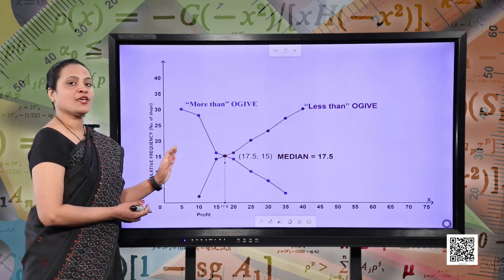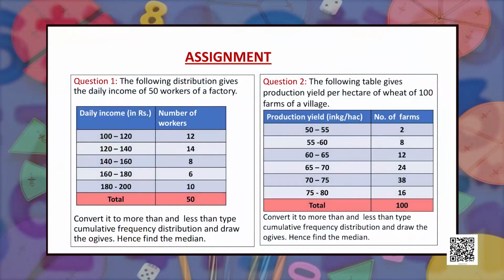So, students, you have learned to plot both the ogives. For your assignment, I have given 2 questions. Question 1 is, the following distribution gives the daily income of 50 workers of a factory. You can see there is daily income and number of workers. Convert it to more than and less than type cumulative frequency distribution and draw the ogives. Hence, find the median.